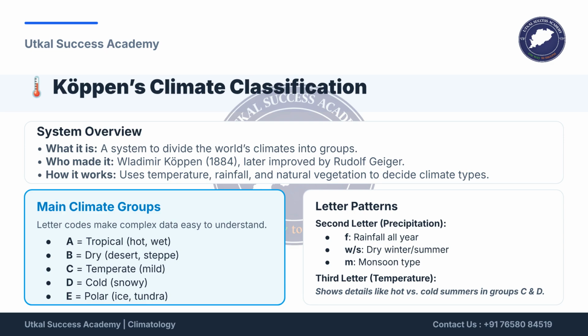The second letter indicates precipitation, such as F for rainfall all year, or W or S for dry winter or summer. The third letter gives temperature details.